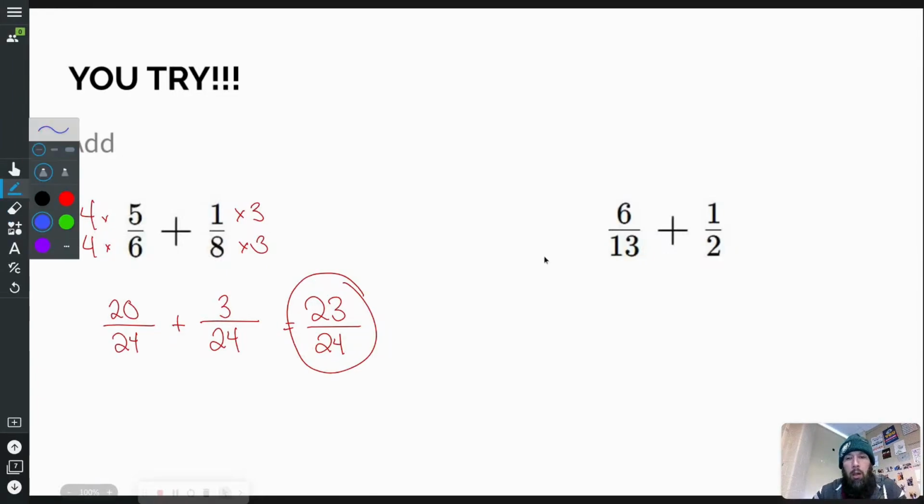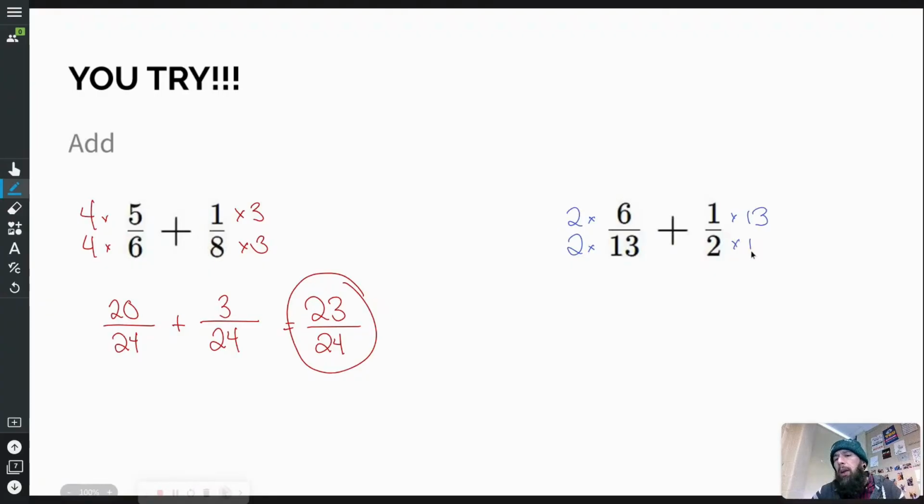Now here, 13 and 2, nothing in common. I multiply by 2, I multiply by 2. I multiply by 13, and I multiply by 13. 2 times 6 is 12. 2 times 13 is 26. Plus sign. 1 times 13 is 13. 2 times 13 is 26. Add the numerators to get 25. Keep the denominators to keep it at 26.